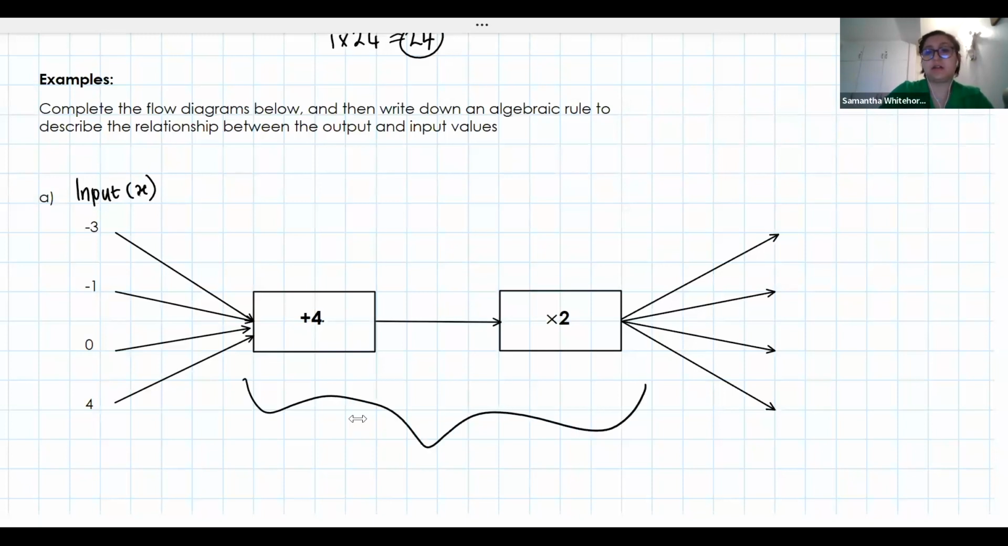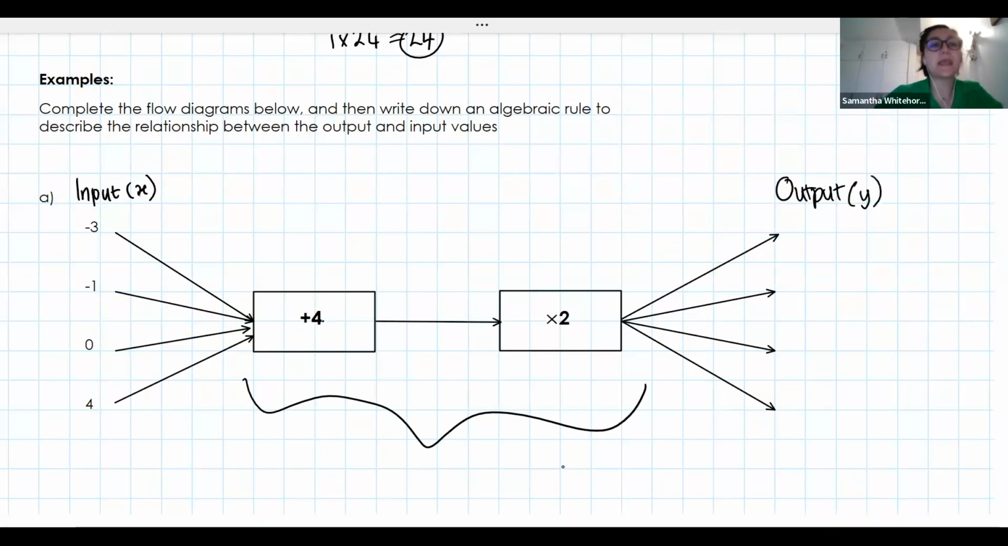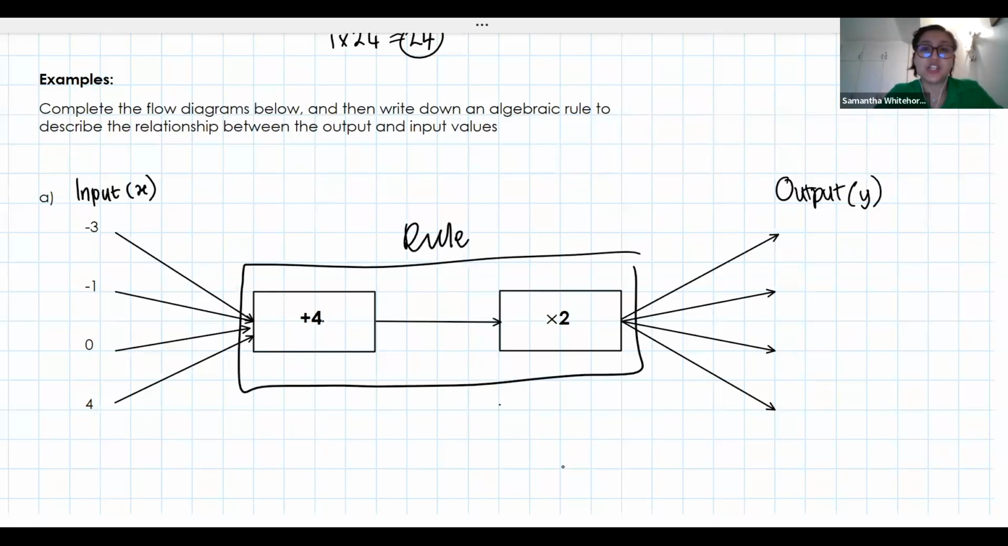And we do something to those numbers. That's where my machine part comes in. I perform a whole bunch of operations, and then I get some sort of answer. And this is what we call our output. Now, the output value can be represented with a Y. So sometimes we use X and Y in number patterns. And so that is how I think of a flow diagram. It allows me to apply some sort of rule to my input values in order to essentially express the relationship that exists between those values.